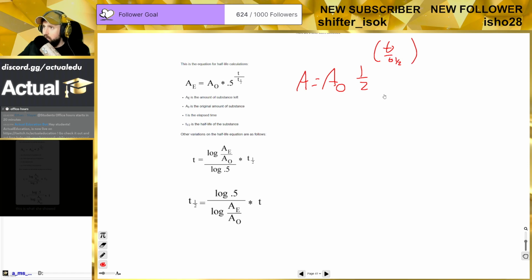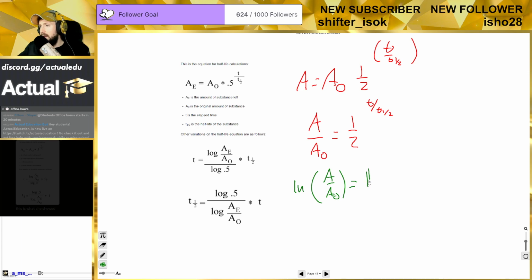In order to solve for T1 half, you have to move this over. So this is A over A naught is equal to 1/2 to the t over T1 half. And this is a good trick for you guys. If you're ever trying to get something out of an exponent, the trick is always to use logs. You can use natural logs, regular logs, it doesn't matter. She uses regular logs, but most people use natural log. So if I take the ln of both sides, this is going to be equal to the ln of 1/2 to the t over T1 half.